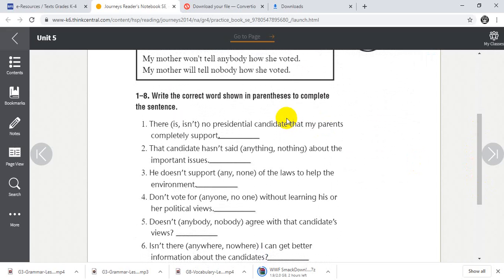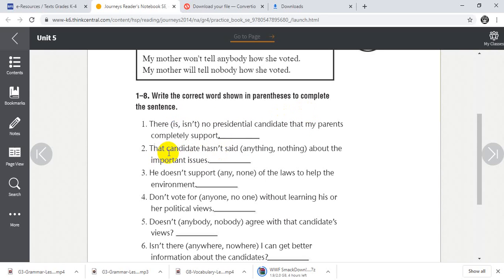It says here, write the correct word shown in parentheses to complete the sentence. Okay, so there is or isn't no presidential candidate that my parents completely support. Okay, there is no presidential candidate. Why? Because here we have no, which is a negative, so we cannot put isn't, right? So we're going to put is. Okay? There is no presidential candidate.